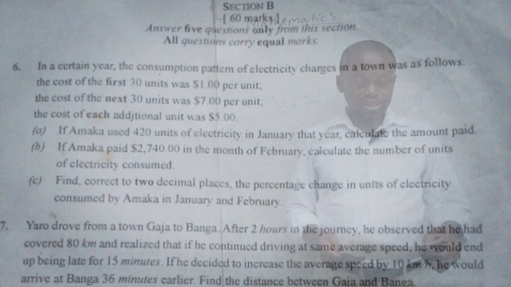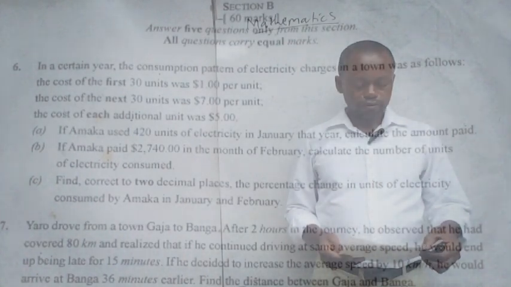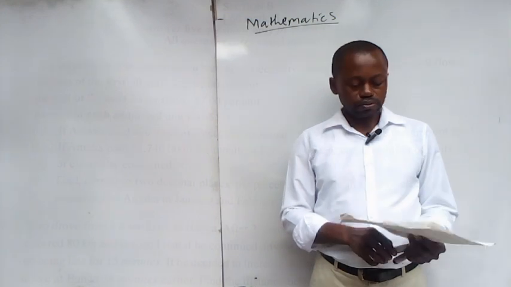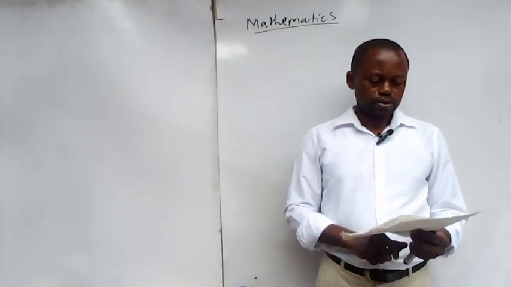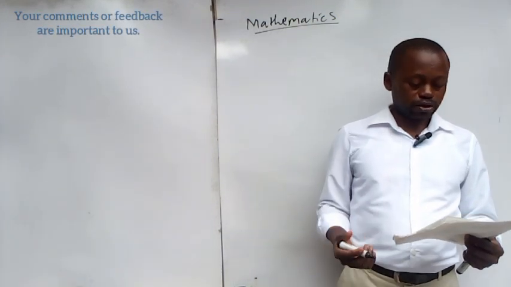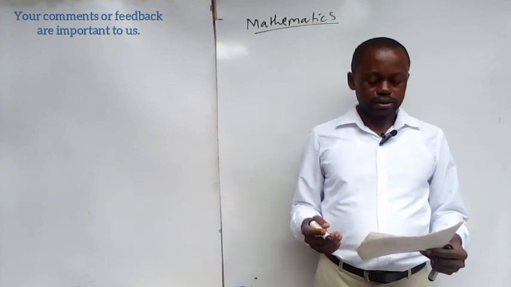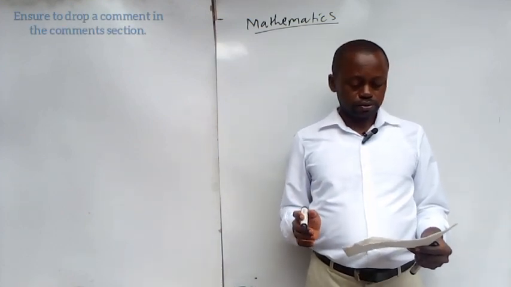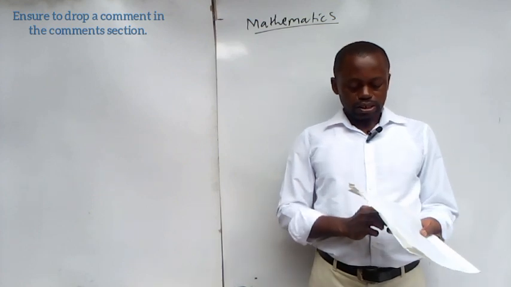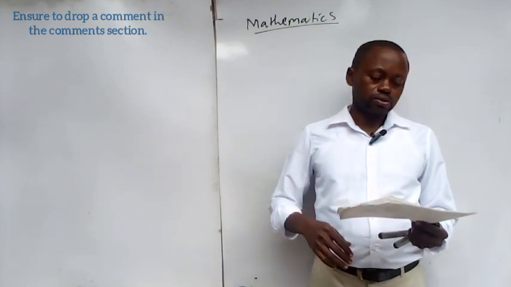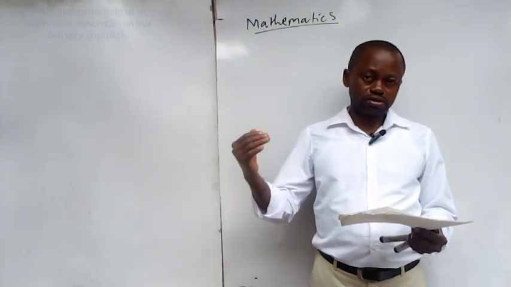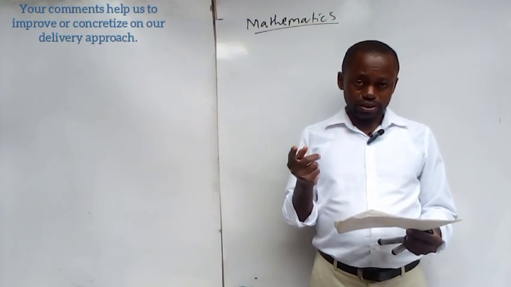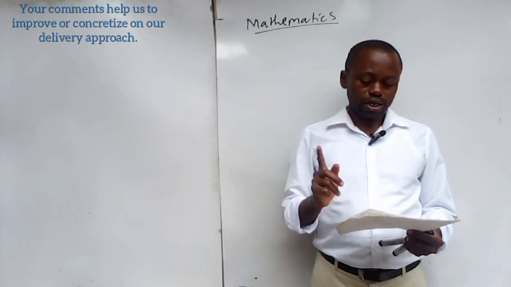Let me leave the question first. Let's develop on this first part. If you look at this question, it is the consumption pattern of electricity in a given town. So if you consume electricity in that town, the first 30 units, the charge is $1 per unit.